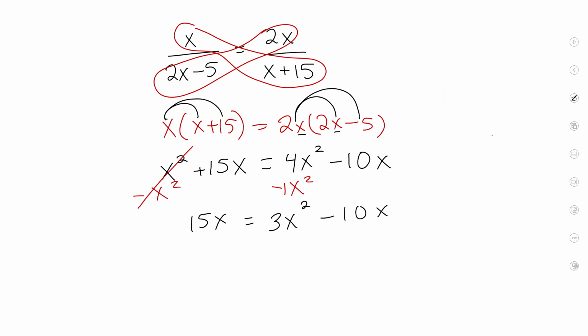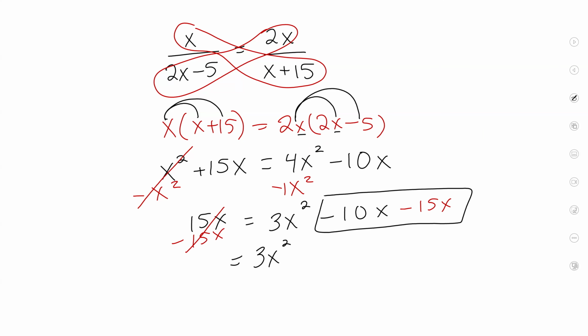All right, next, let's move this 15x over by subtracting 15x. Let's see what is left. I'm left with 3x squared. What's negative 10 minus 15? Negative 25x. And this is just 0 on this side.